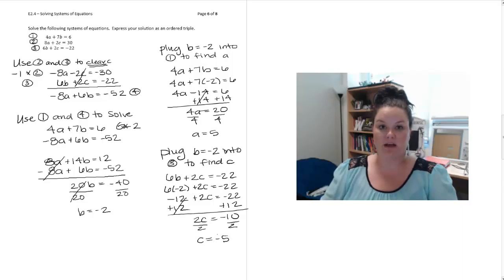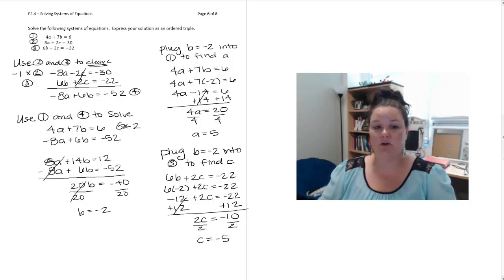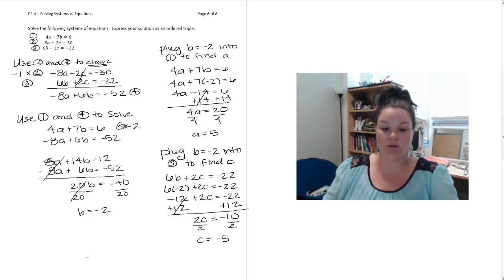So now that I know what b and a and c are, I just want to go ahead and write them as an ordered triple. So I'm going to write it in ABC. So 5, negative 2, negative 5. That's my solution.